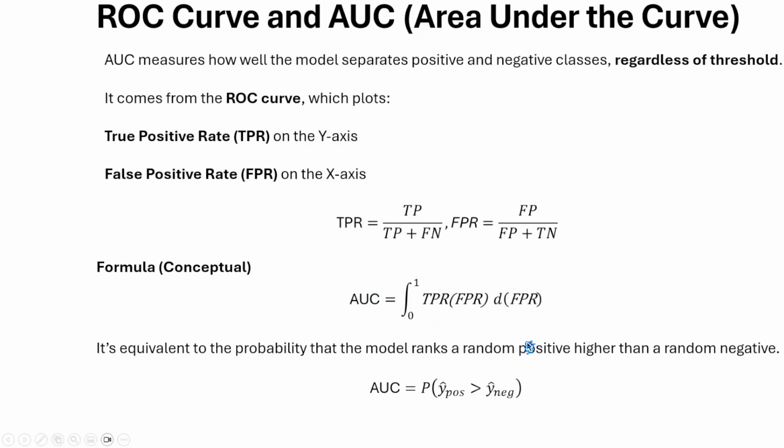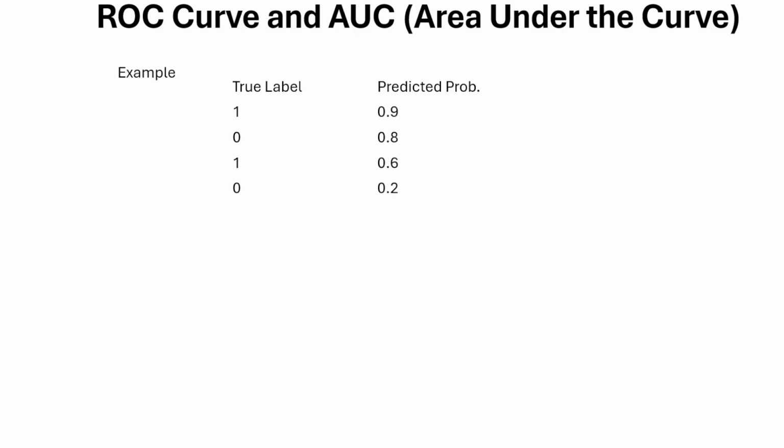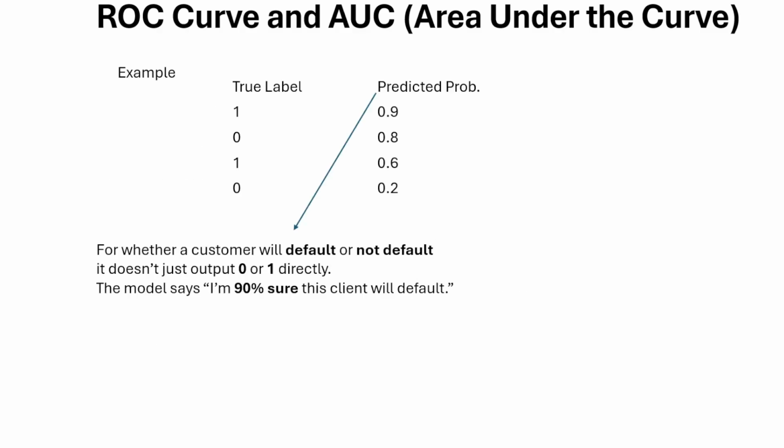It's equivalent to the probability that the model ranks a random positive higher than a random negative. Let's see the example to better understand. Here, the predicted probability means, for example, whether a customer will default or not default. So we don't just output 0 and 1. The model doesn't do that. It basically says, in this first example, we are 90% sure that the client will default.